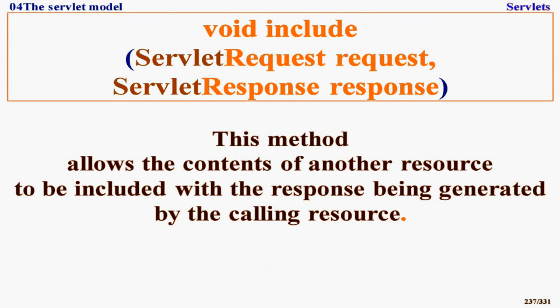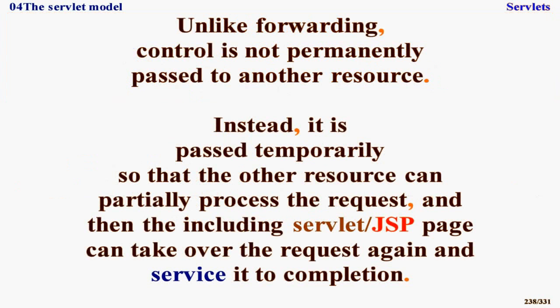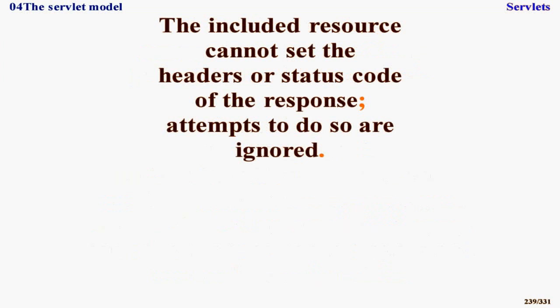void include(ServletRequest, ServletResponse). This method allows the contents of another resource to be included with the response being generated by the calling resource. Unlike forwarding, control is not permanently passed to another resource. Instead, it is passed temporarily so that the other resource can partially process the request, and then the including servlet or JSP page can take over the request again and service it to completion. The included resource cannot set the headers or status code of the response. Attempts to do so are ignored.